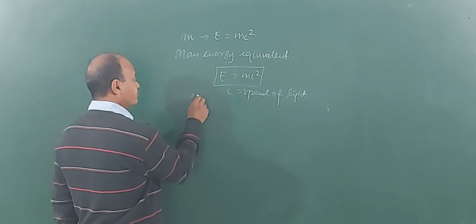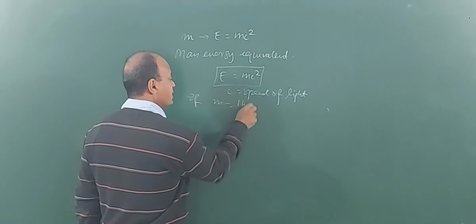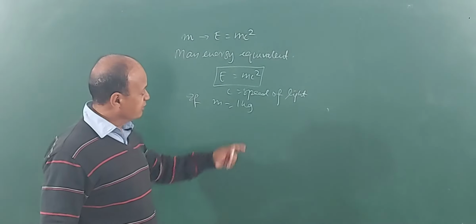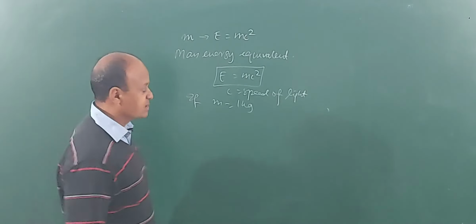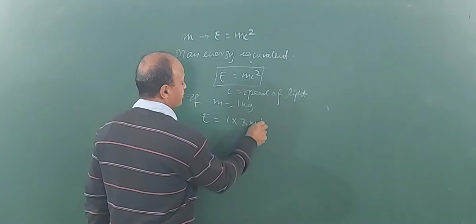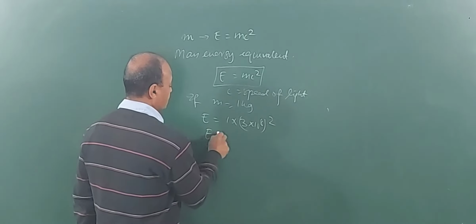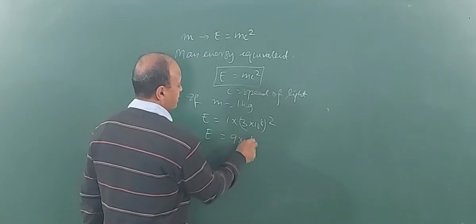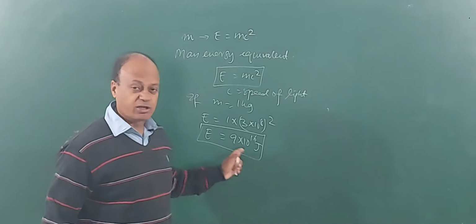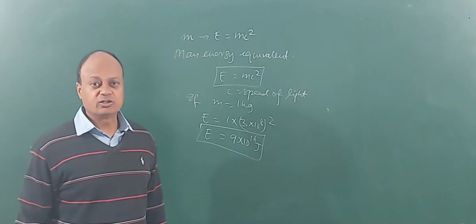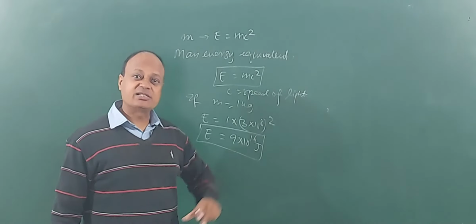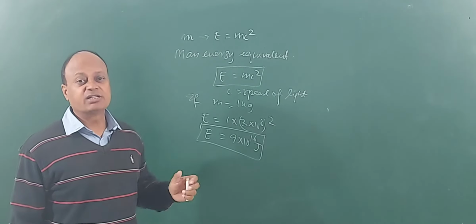Suppose I want to calculate the energy equivalent of 1 kilogram of mass, then E will be equal to 1 into the speed of light, 3 into 10 to the power 8, square. E will be 9 into 10 to the power 16 joule. So the energy equivalent of 1 kilogram of mass will be 9 into 10 to the power 16 joule. Okay. Now this concept of mass energy equivalence is central to understanding what exactly is binding energy.